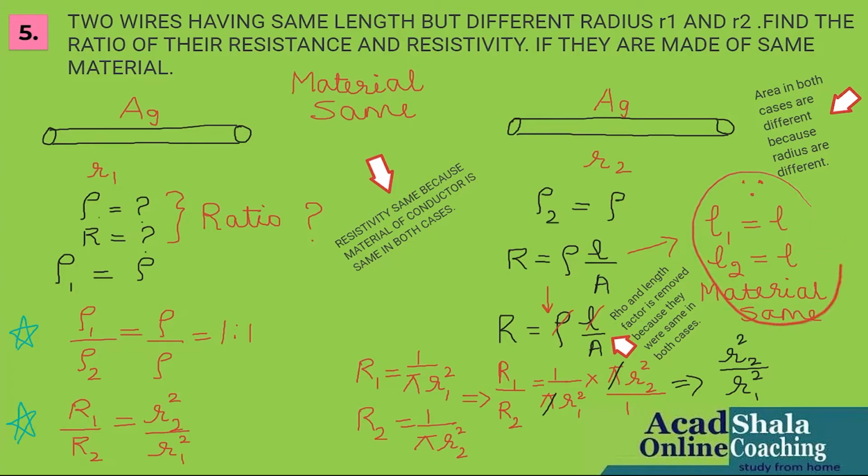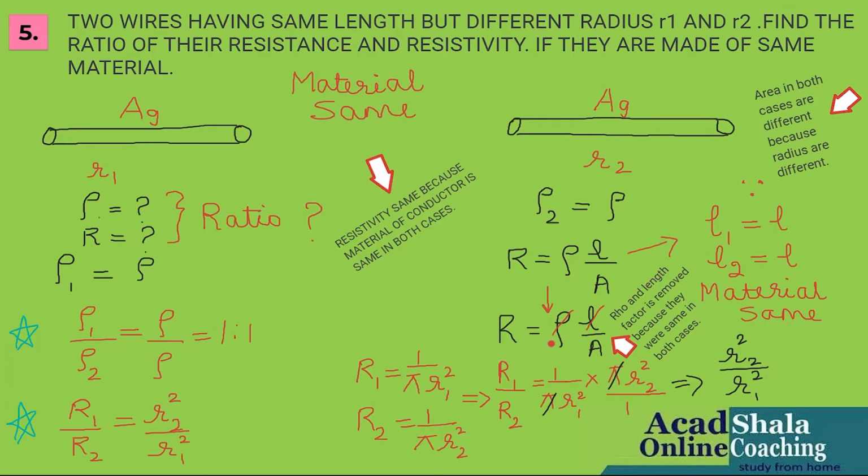When these things are the same, what I will do is remove the rho and length factor because they were the same in both the cases. Fine. After removing this, now I will concentrate only on resistance and area. Now I have also come to know that the area will be different in both the cases. Why? How have I come to know? Because the radii are different over here, because in the numerical it is written R1 and R2. From here I have found that the area is different in the second case.